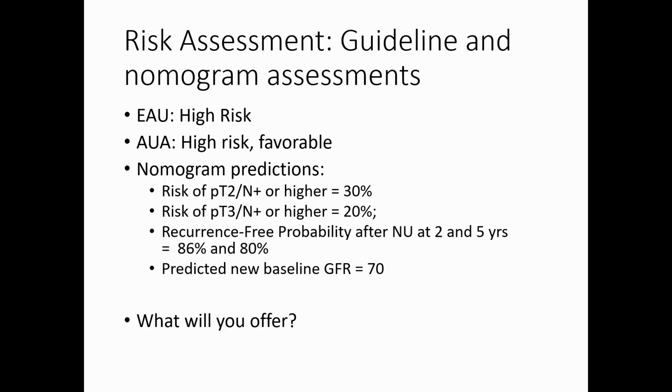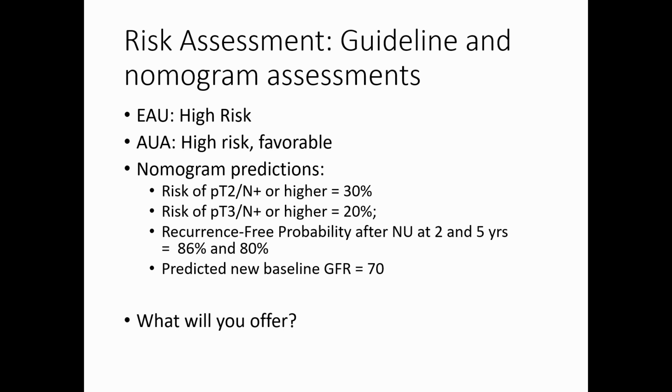Yeah. So in this particular case, again, high risk in the EAU, high risk favorable in the AUA. Risk for T2 disease is higher, 30%. Risk for T3 disease is 20%. And again, the recurrence-free probability prediction is also really quite good. And the prediction for kidney function afterward is actually pretty good too.